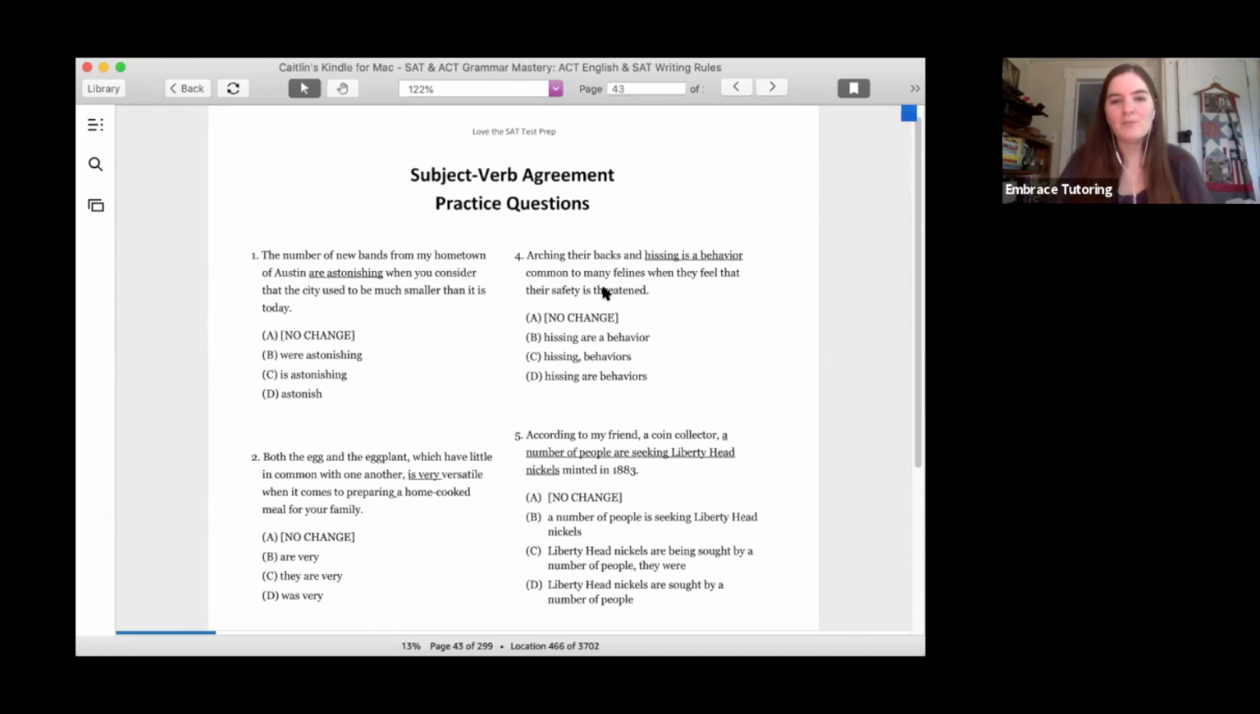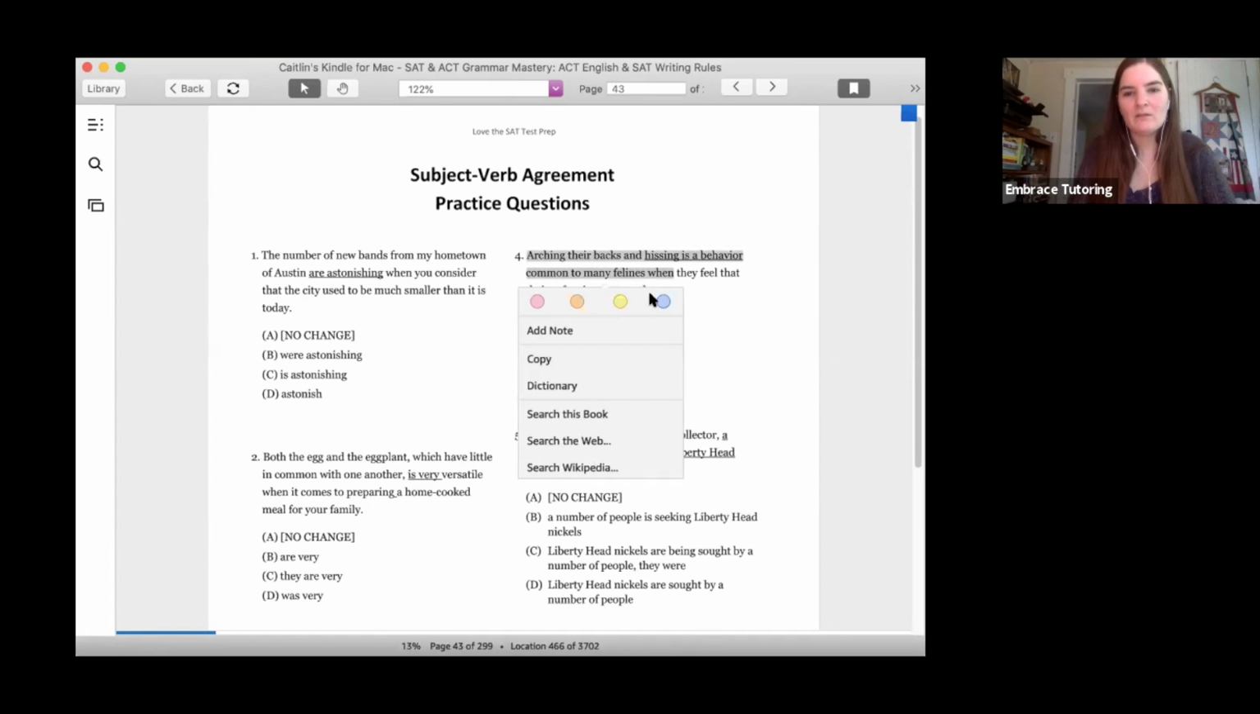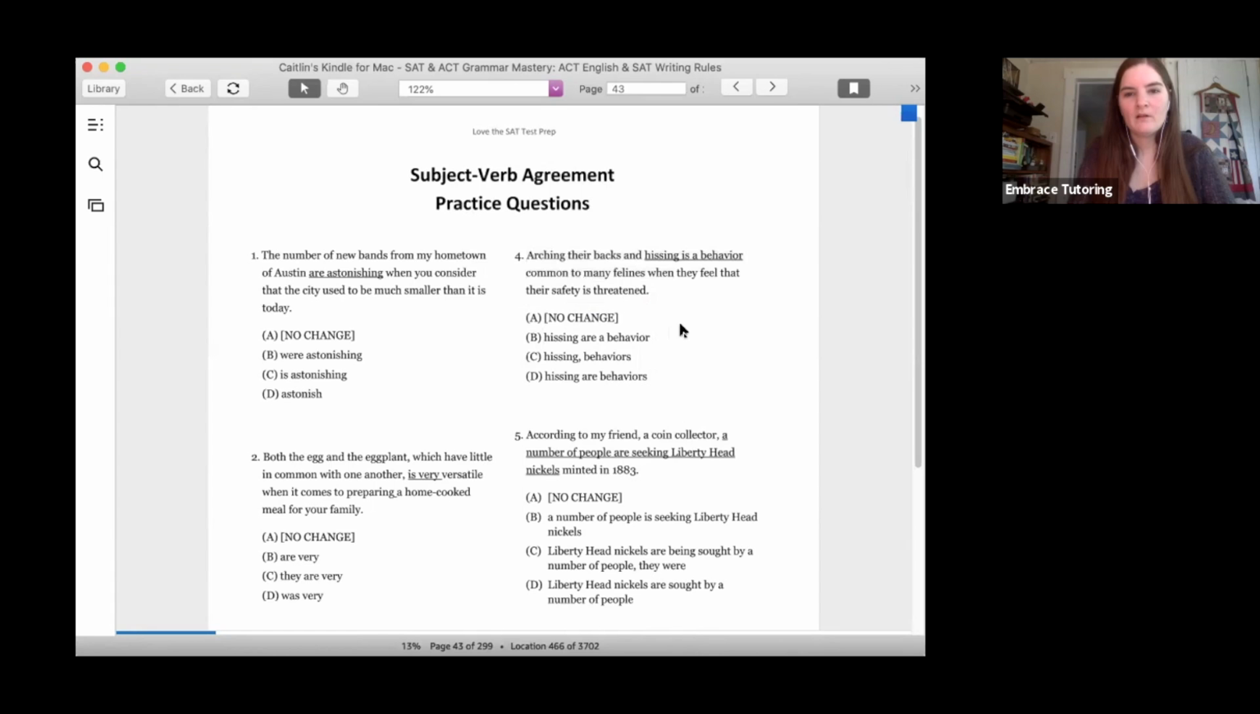We have a bunch of things going on in the sentence. Let's look at how this sentence works in isolation. Let me switch to a whiteboard here. All right, so we'll go through this. So arching there.